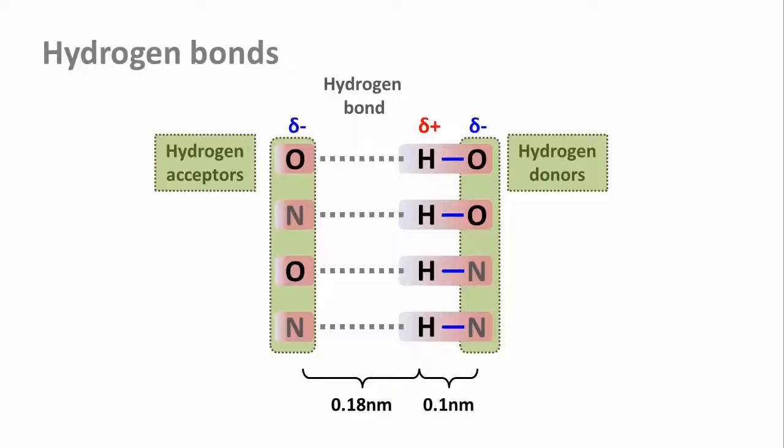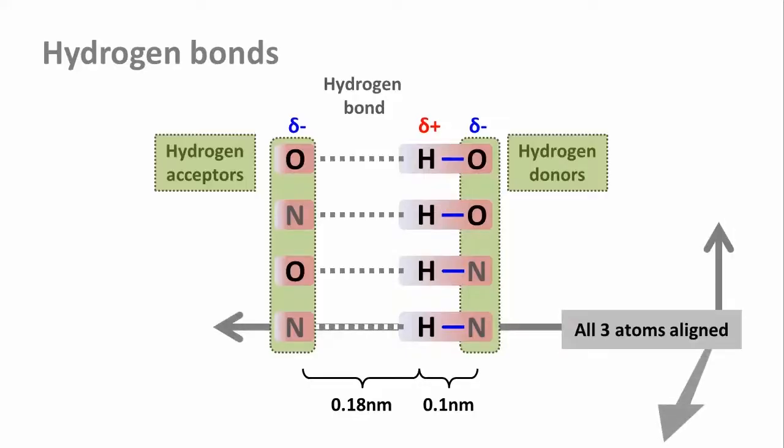That's about double the length of the covalent bond. It is also important that the three atoms involved are all in a straight line. There is some room for deviation here, but the strength of that bond decreases quickly the further away from the ideal constellation we are.